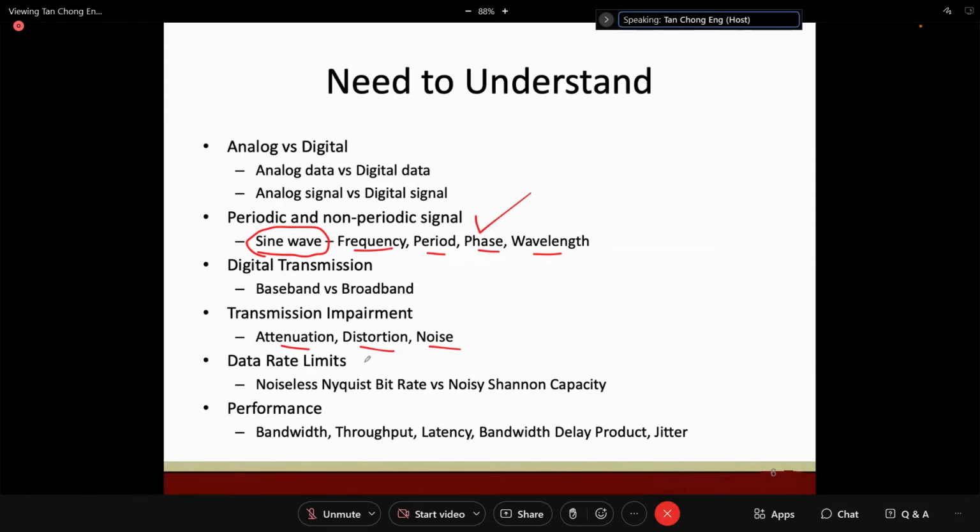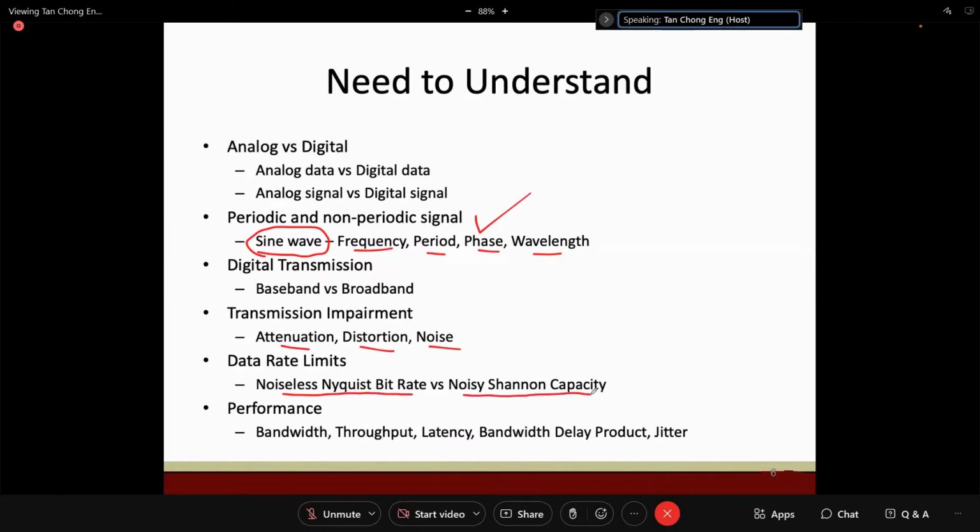And later, we look at data rate limit. How much data can your transmission media deliver? It's all defined under data rate limits. And then we have two different types of calculation. One is the noiseless Nyquist bit rate. The other one is the noisy Shannon capacity.